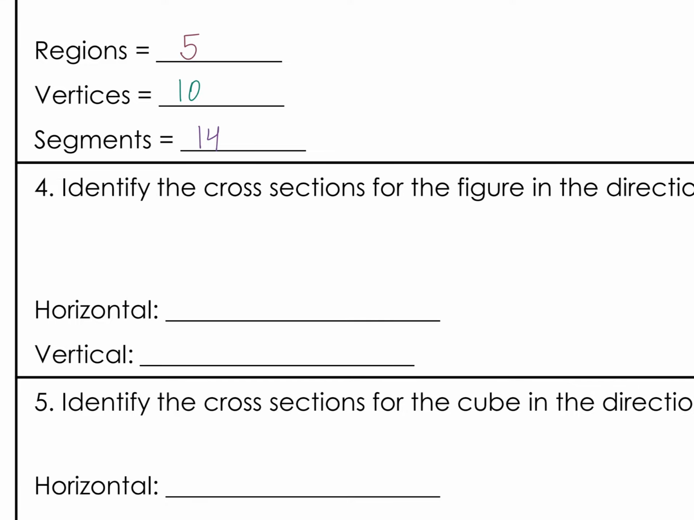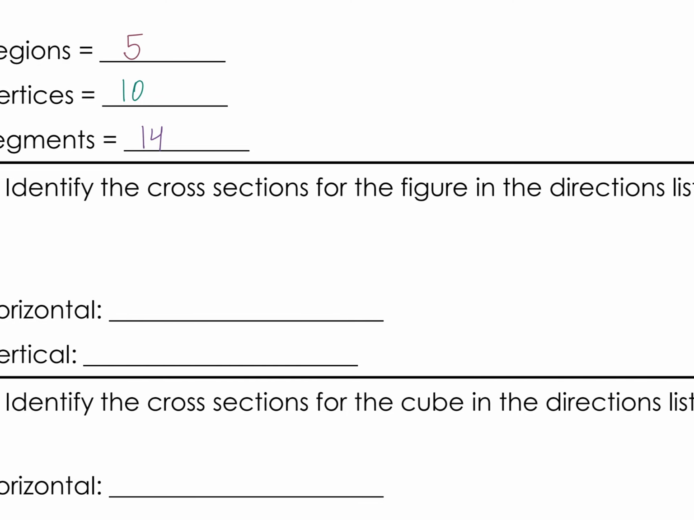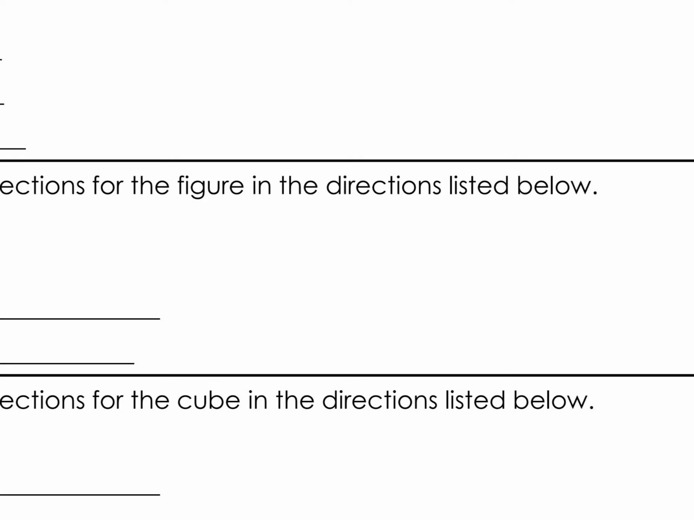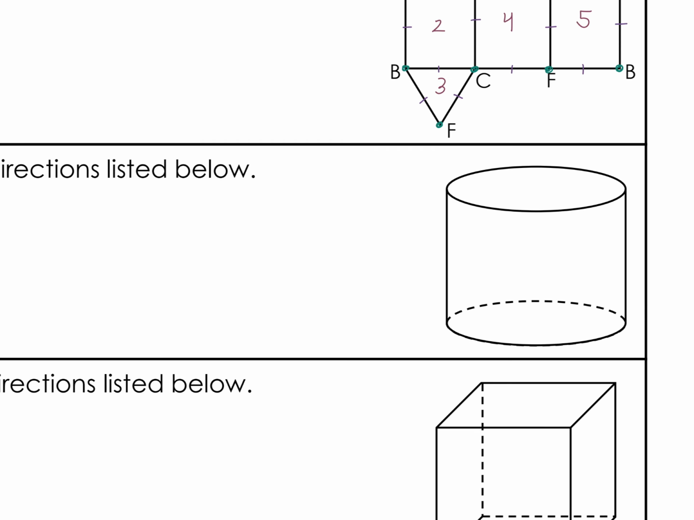So we have here, identify the cross section for the figure and the directions listed below. They're asking us horizontally and vertically. Okay, so we have a cylinder here. And what they're saying is if I were to take a plane, so I'm just going to draw a little plane here, slicing through it. It's not going to be perfect. I want to know what shape am I going to see when I look at it.